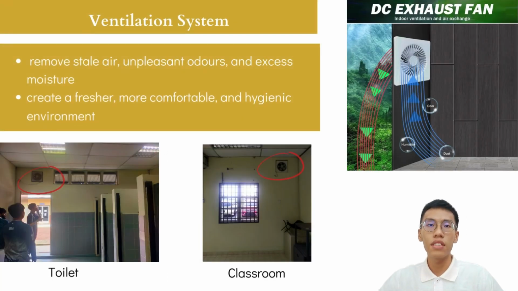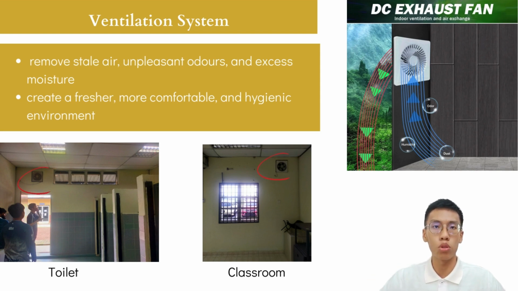The ventilation system that exists in block E14 is the exhaust fan. The toilet and each classroom has 1 exhaust fan. The exhaust fan helps to remove unpleasant odor, stale air, and excess moisture, especially in the toilets. So it helps to create a fresher, more comfortable, and more hygienic environment.